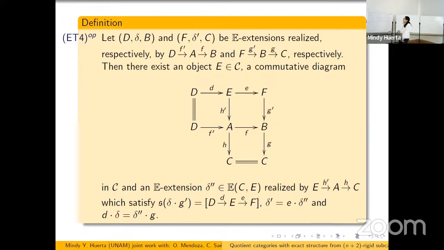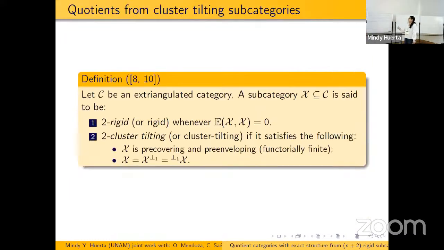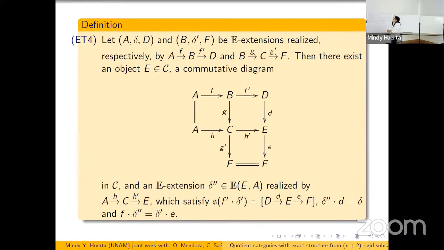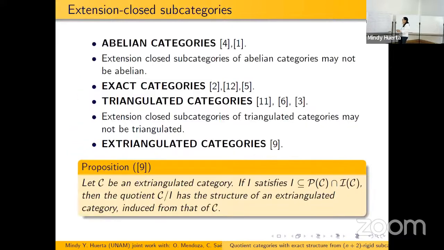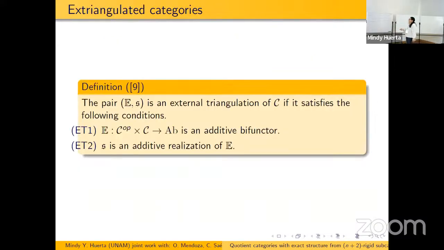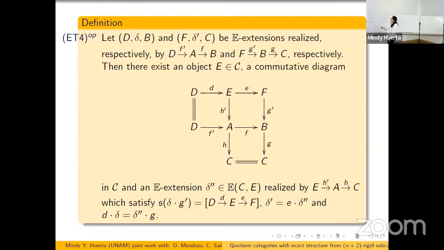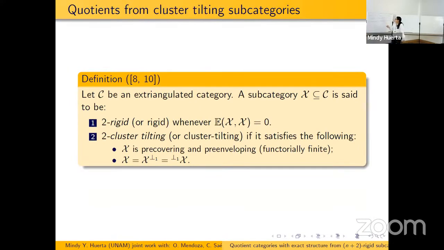As you can see, we have many things in common with other kinds of contexts. Previously I mentioned something about the quotient. In this special case, we can talk about the quotient, and the quotient is an exact category. But there are other kinds of subcategories called 2-rigid and 2-closed subcategories. What happens with this kind of subcategories?